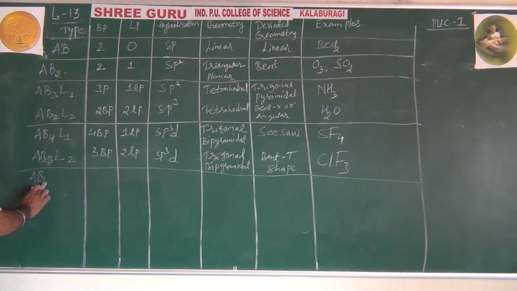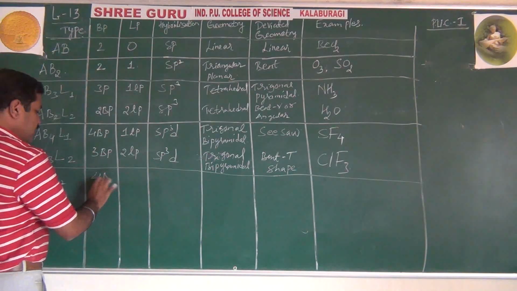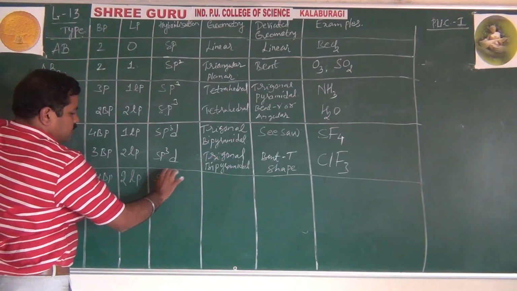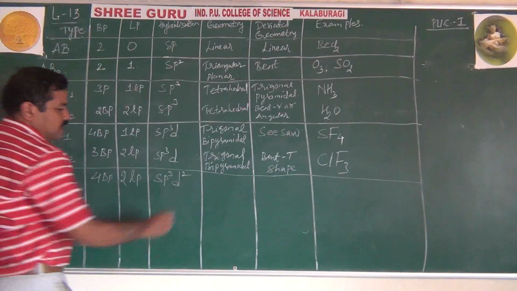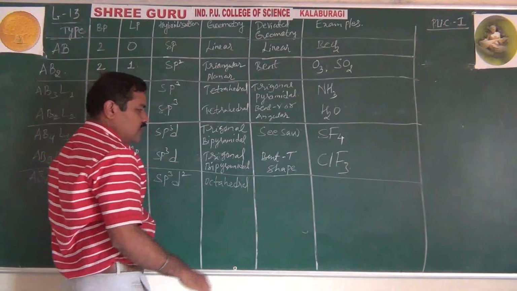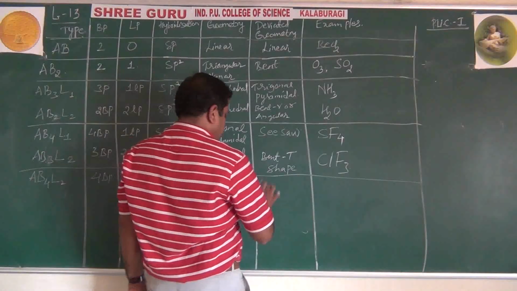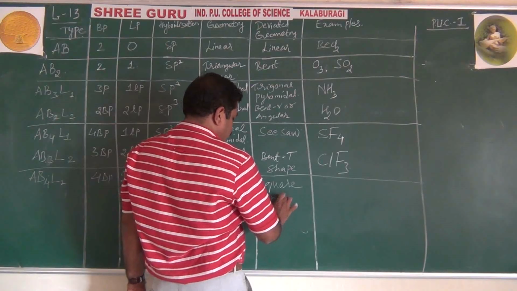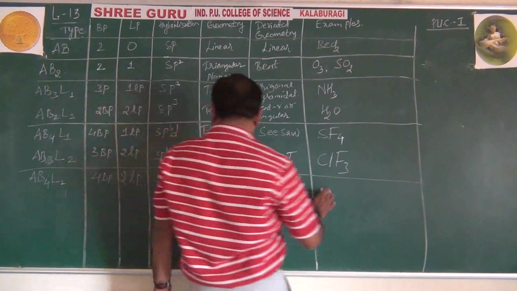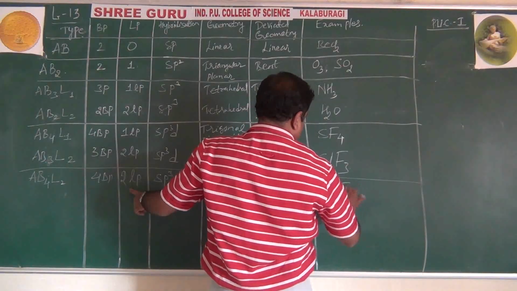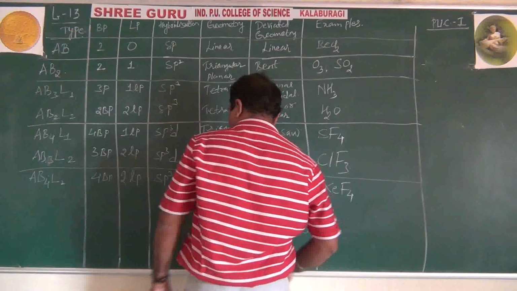And lastly, suppose it is AB4 and 2: 4 bonding pairs, 2 lone pairs. Right, and geometry is 4 plus 2, 6, which means sp3d2 octahedral. Expected geometry if all are bonding pairs, but it is not that; it is deviated to square planar due to 2 lone pairs, right? Example, best example, xenon tetrafluoride, XeF4.